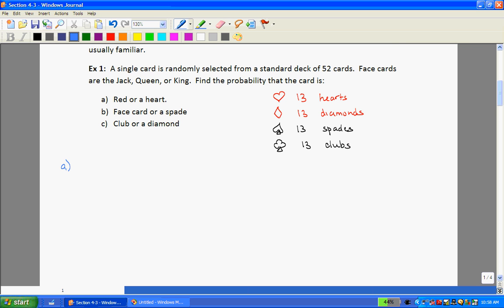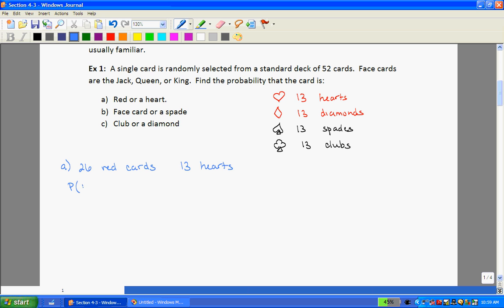So let's take a look at portion A. We remember we pull out one card, and we want the probability that the card is red or heart. Well, let's first look at how many cards are red. There are 26 red cards, right, if we add up the hearts and the diamonds. But there are 13 hearts. Remember, to set up a probability, in the numerator we're going to have the number of outcomes that fit the event, and then the bottom is the number of possible outcomes.